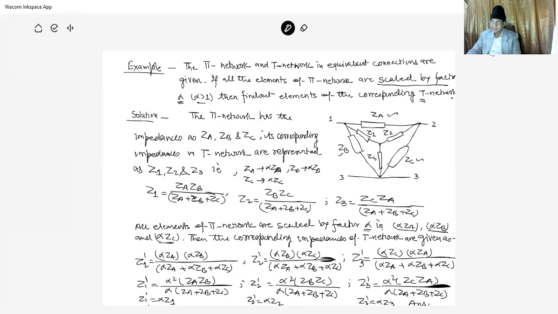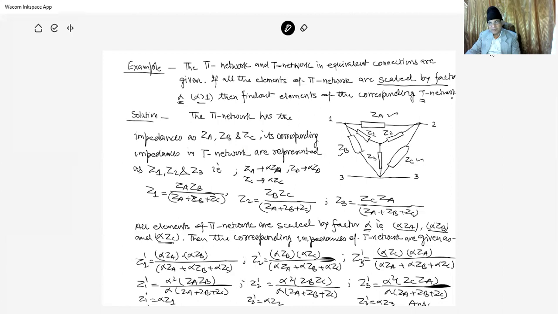Suppose the T network elements are Z1 dash. It is not Z but Z1 dash, other than Z. So what will we find? Alpha ZA into alpha ZB upon alpha ZA plus alpha ZB plus alpha ZC. Similarly, Z2 dash, again we have to find by substituting the changed impedances in the pi network. So what will happen? You see, alpha ZA into alpha ZB, so alpha into alpha is alpha squared, and here it is alpha, alpha, and alpha.